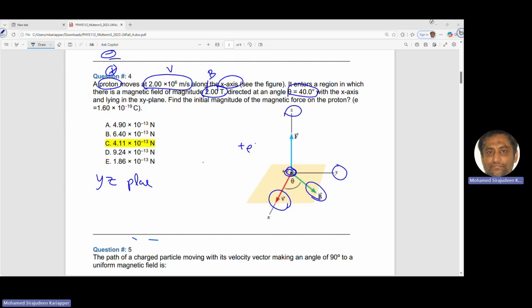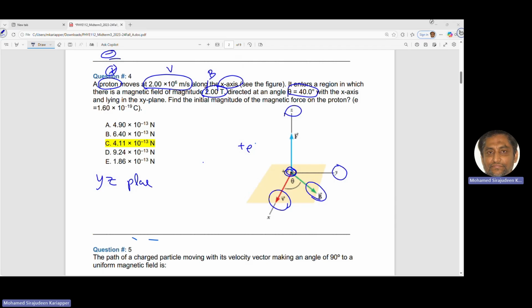So if this pen is the velocity, and I take the remote as my magnetic field, do you know how it is? It's like this. Okay, it is in the plane made by, what is this plane? X and Y, the XY plane. Okay, XY plane. And the angle between B and V is 40 degrees.